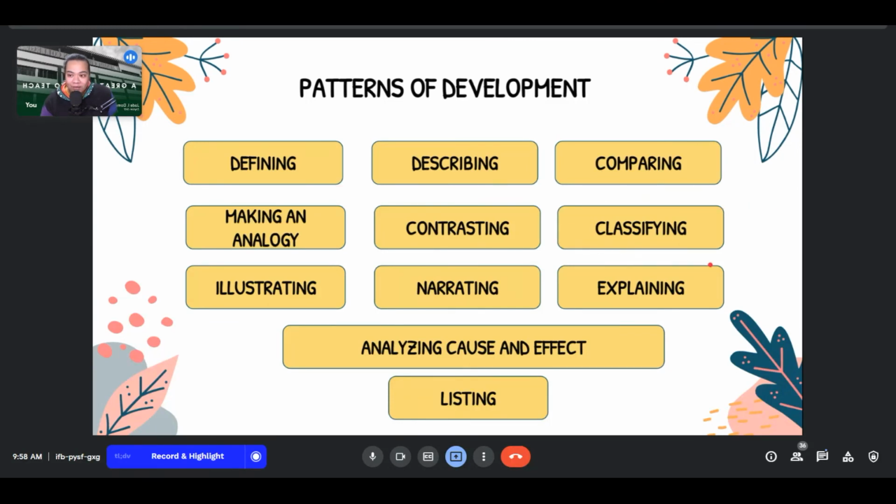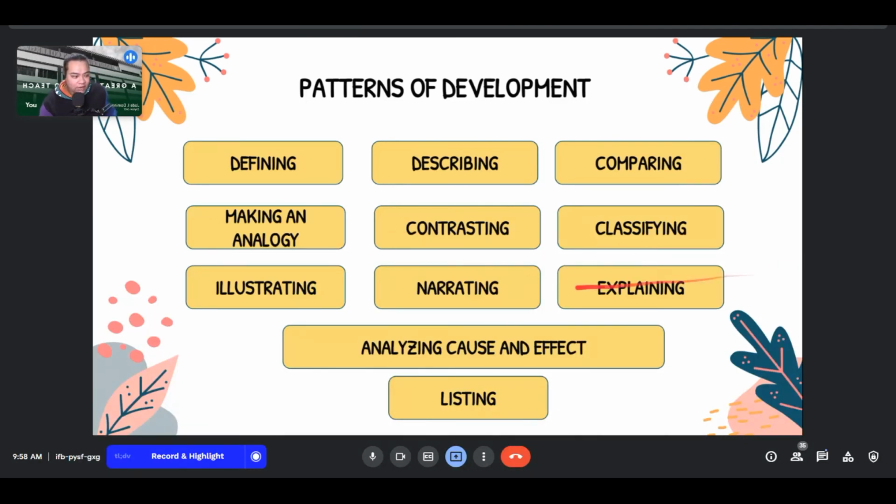Next is classifying. So when we say classifying, we classify certain concepts into bigger or broader ideas. Okay? So this can be done through simply looking at the bigger picture of the concept. Next is illustrating. Illustrating is, hindi po ito pagdodrawing. It's essentially a deeper way of describing. Okay? It's a deeper way of describing and letting certain concepts be known to our readers.